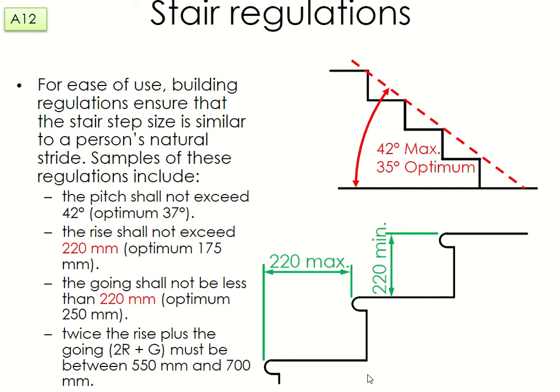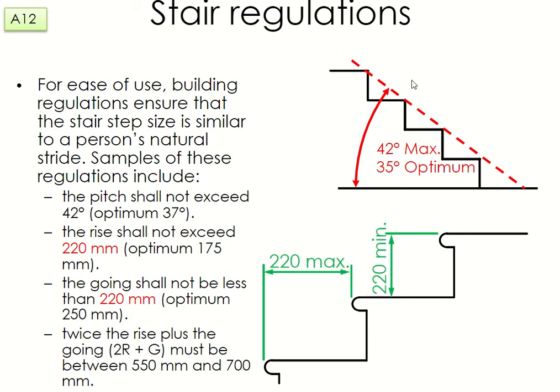Okay, so we'll just recap that again because a few people came in late. We're looking at the top of page 116. There are two basic stair regulations here that you need to take note of. First of all, what we're saying in the first part of the bullet point is that for the ease of use, building regulations ensure that the step size is similar to a person's natural walk or natural stride. So some of these regulations include the ones below.